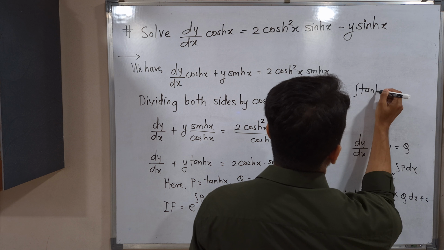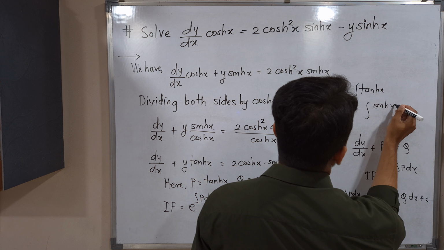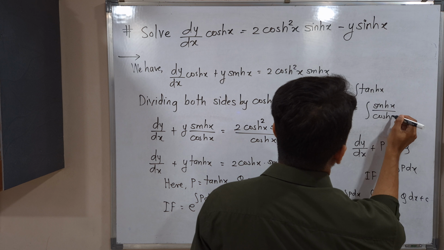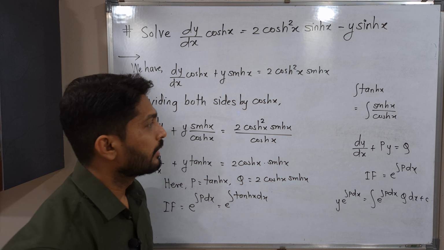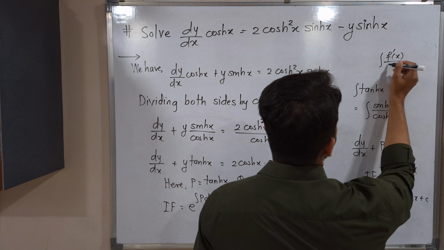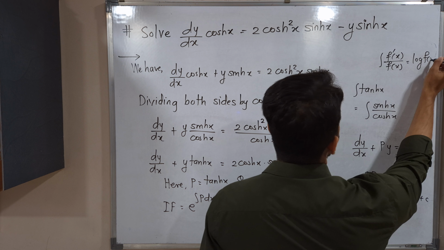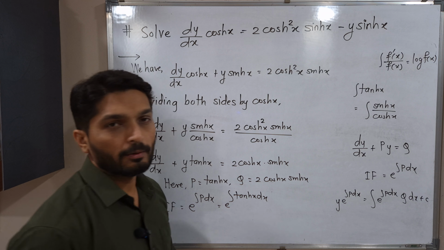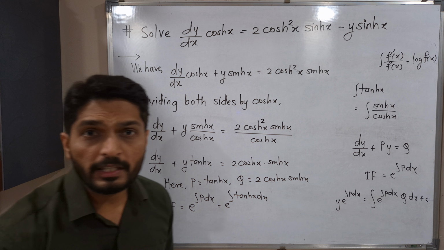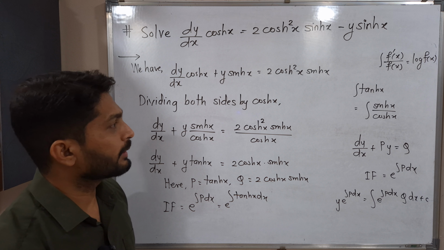What we have, hyperbolic tan x. So basically hyperbolic tan means hyperbolic sine upon hyperbolic cos. Agree? And we are familiar with this formula, integration f dash of x upon f of x. This is our log f of x. So this is one of the favorite formula. Why am I saying favorite? Since frequently we use it, that's why this is our favorite formula.